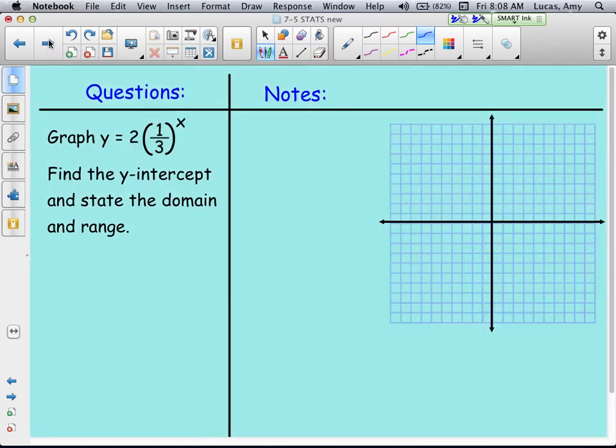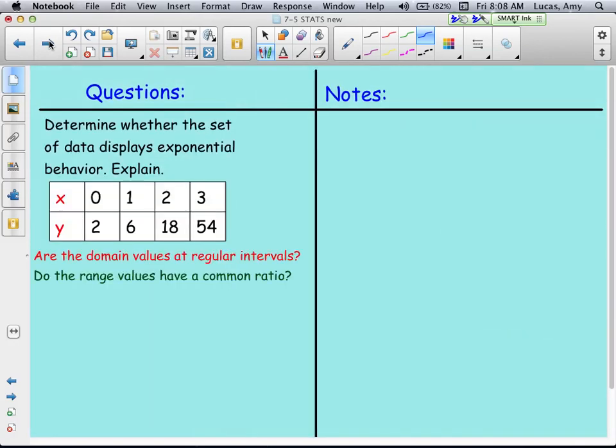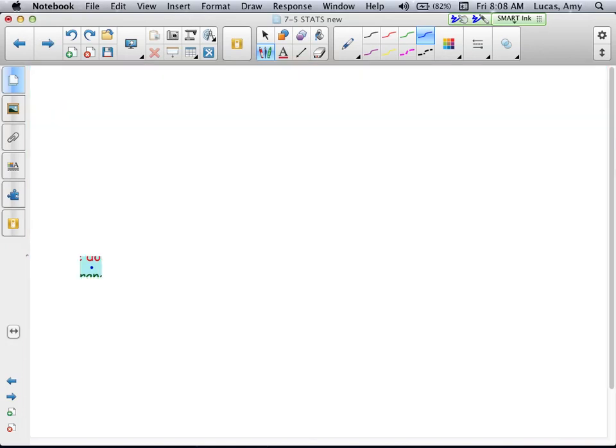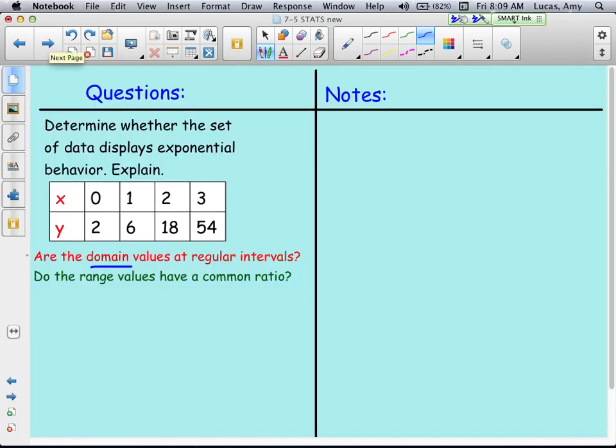I'm going to skip over this one because we're running out of time here and move on to the next skill. Determine whether the set of data displays exponential behavior and then explain. There are 2 questions that you need to ask yourself in order to figure this out. In red, you see, are the domain values at regular intervals. So we check that first. These are going up by 1 every time, so that would be yes. The domain values are at regular intervals.